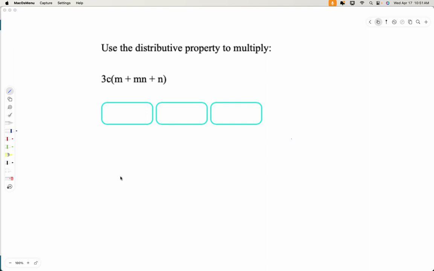This says to use the distributive property to multiply. So we're just going to use the rainbow. The distributive property is another word for the rainbow. We're going to distribute this to everything in here. So then this times this is 3cm. This times this, 3cmn. And this times this is 3cn. That's all you can do. That's what the answer is. All right, let's look at the next one.